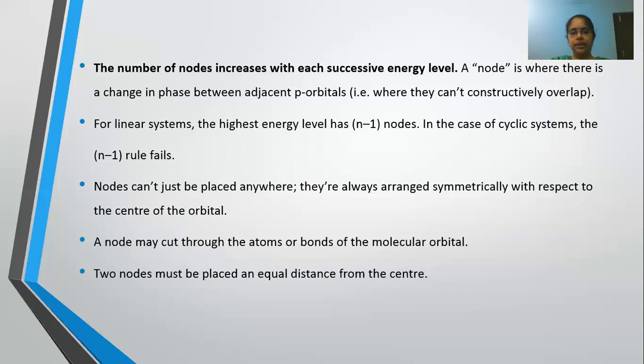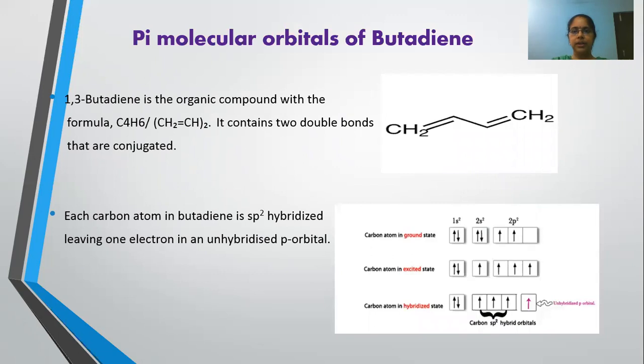It is very easy to draw the lowest energy molecular orbital and highest energy molecular orbital, that means with 0 nodes and with the maximum number of nodes. But it is a bit complicated to draw the intermediate energy level molecular orbitals. We have the pi molecular orbitals of benzene and butadiene in the syllabus, and this question is most repeatedly asked in the final examination. So now let us see first the pi molecular orbitals of butadiene.